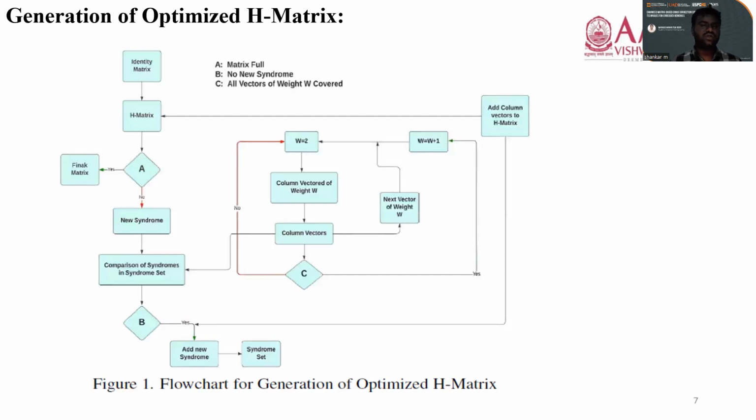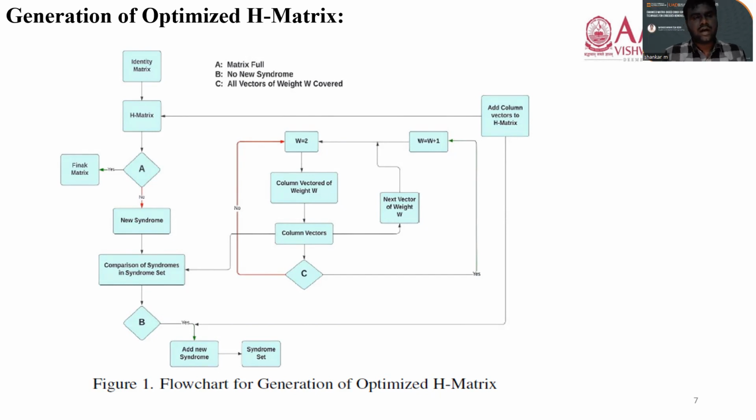What is the flow we use to generate the parity check matrix, or the H matrix? First, after writing down the error sequences and finding out the parity bits, we go for the possible syndrome vectors which can be produced by the error sequences we previously wrote down.